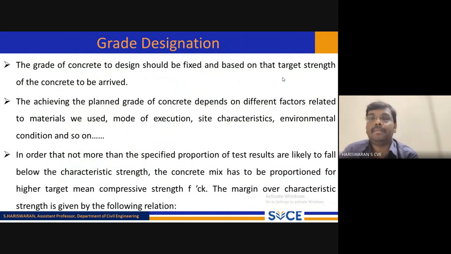The achieving of the planned grade of concrete depends on n number of factors related to the material we are going to use, the mode of execution, site characteristics, environmental conditions, and so on. So in order that not more than a specific proportion of the test results are likely to fall below the characteristic strength, that is the definition of characteristic compressive strength, the concrete mix has to be proportioned for a higher target mean strength. It is represented by FCK dash. The margin over the characteristic strength is given in the following relation.